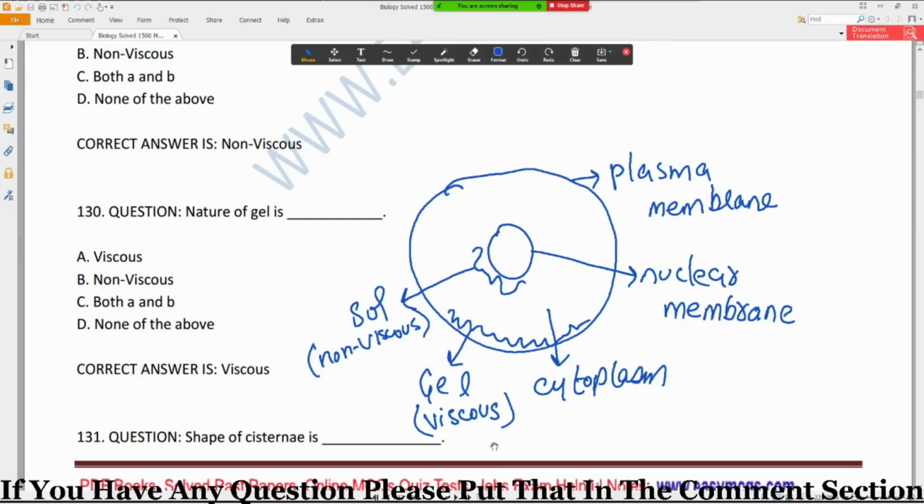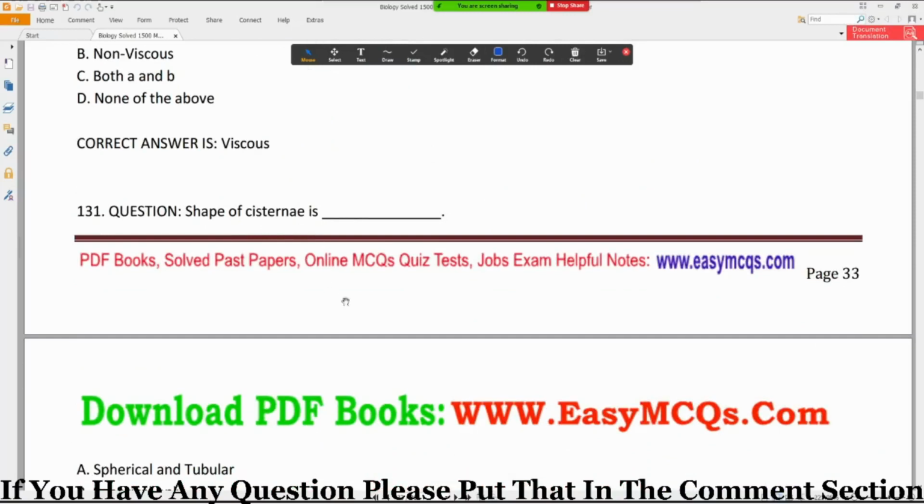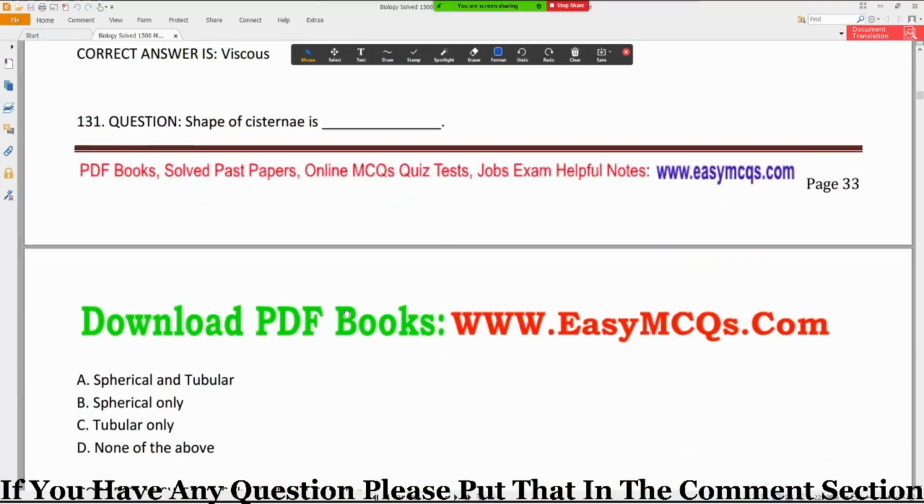Gel is a viscous material of the cytoplasm which is present near the plasma membrane. So here option A is the correct option, which is viscous. So nature of gel is viscous. Okay, question number 131. Shape of cisternae is option A spherical and tubular, option B spherical only, option C tubular only, and option D none of the above. Okay, if I draw the shape of cisternae, so the cisternae is also spherical and also tubular.